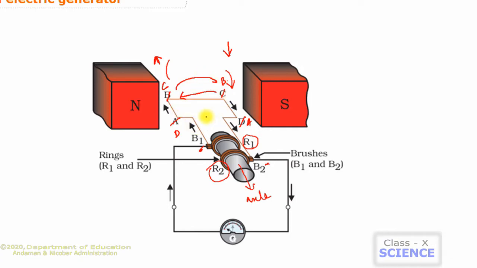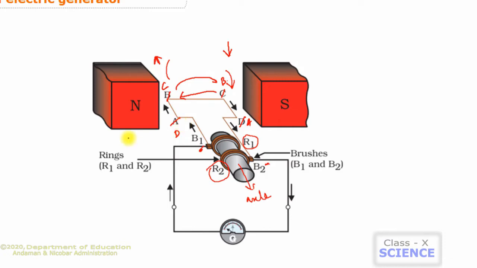Such a current which changes direction after equal intervals of time is called an alternating current. The device is called an AC generator. To get a direct current, a split-ring type commutator must be used. With this arrangement, one brush is at all times in contact with the arm moving up in the field, while the other is in contact with the arm moving down.